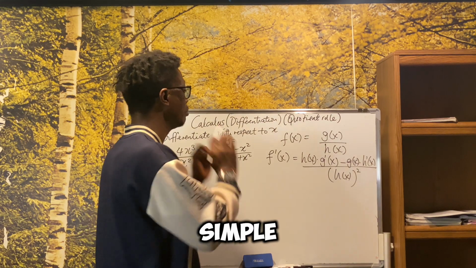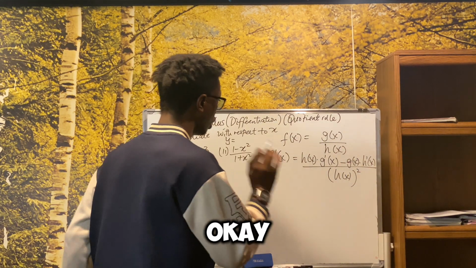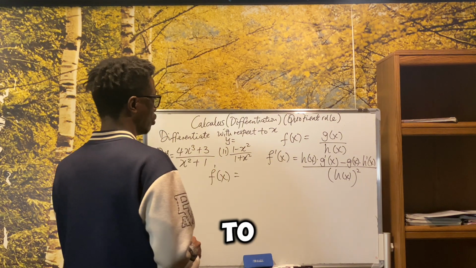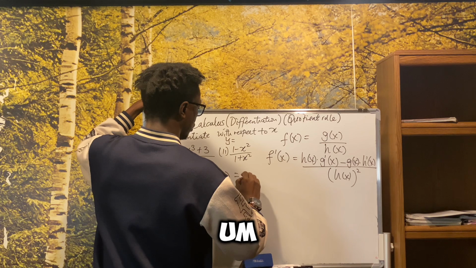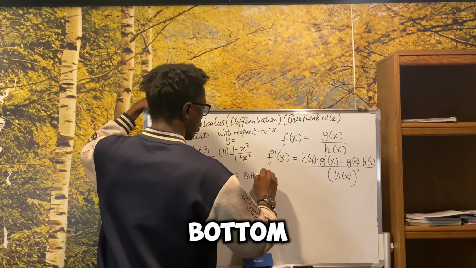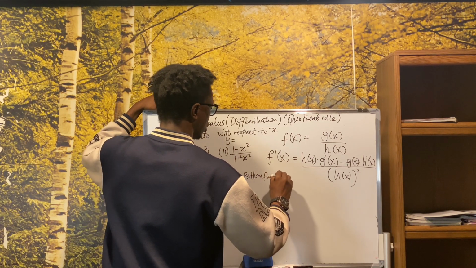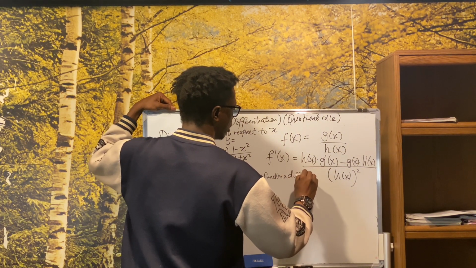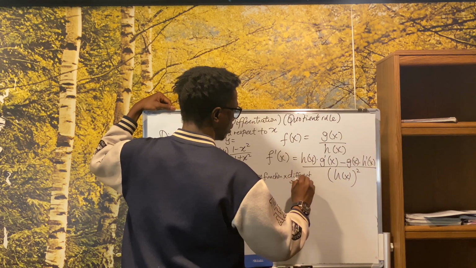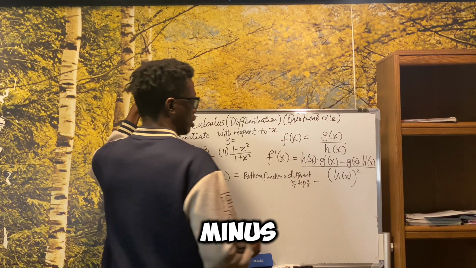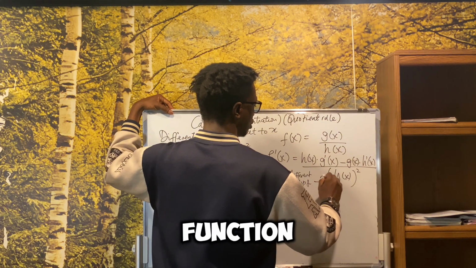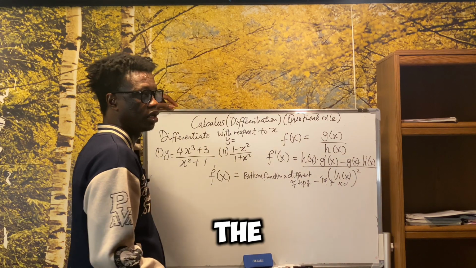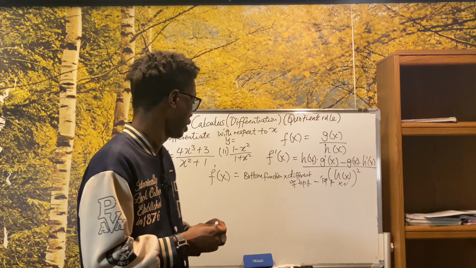So in simple terms, the quotient rule says that f prime of x equals the bottom function multiplied by the differential of the top function, minus the top function times the differential of the bottom function, divided by the bottom function all squared. Okay, easy.